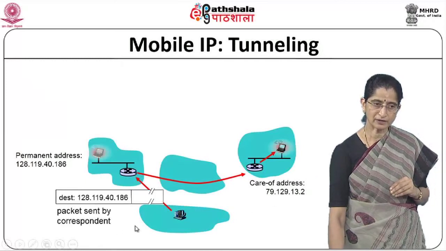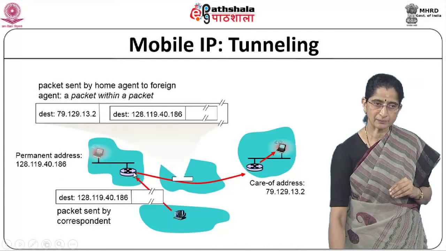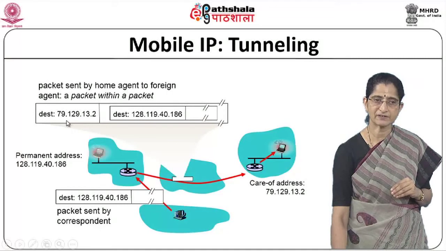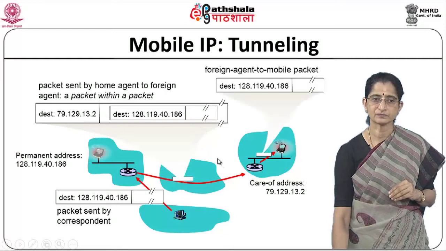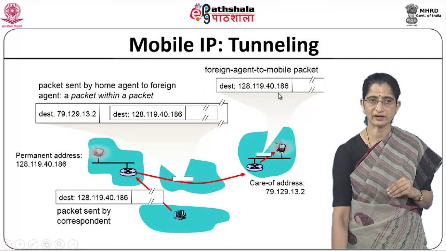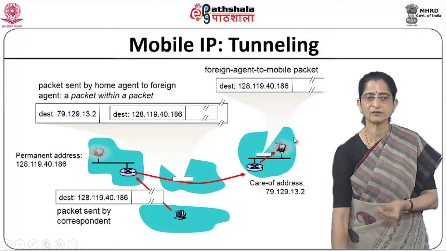So, the correspondent node is here, sending with the destination as this permanent IP address. Our home agent now will pick up this packet and add the destination address, care of address, which is 79, the foreign agent address. So, it will add this address and send this packet to the foreign agent, and the foreign agent now will remove this address and send it to the destination address it knows, 128.119. For this mobile node, it knows the MAC address, so it will forward it to that network.